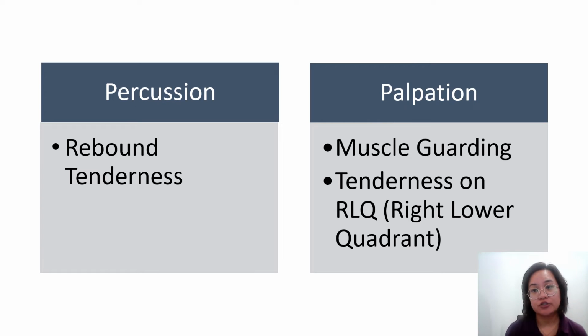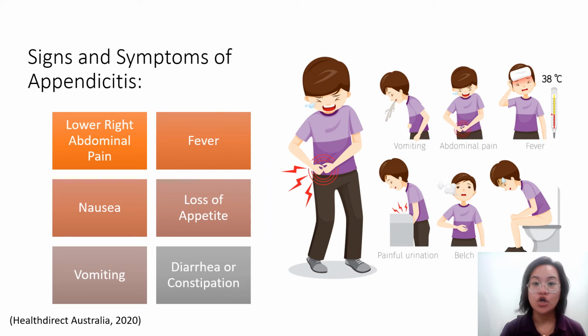And so the medical doctor came. He was the one who did the percussion and palpation. He found that there is muscle guarding and rebound tenderness on the area, which is consistent with possible appendicitis. So based on Dina's presenting symptoms and physical examination, the possible cause of her abdominal pain might be appendicitis.